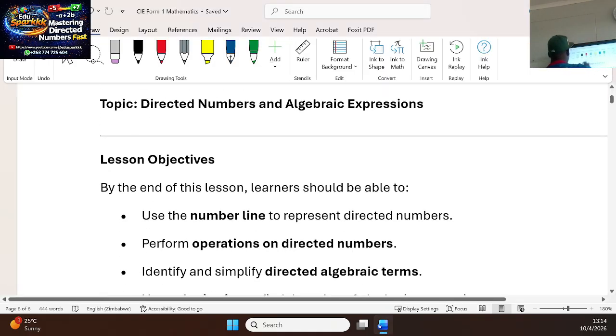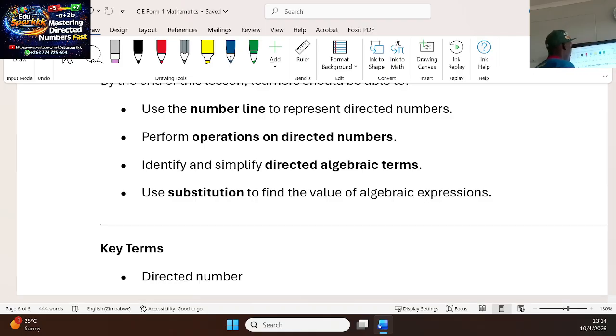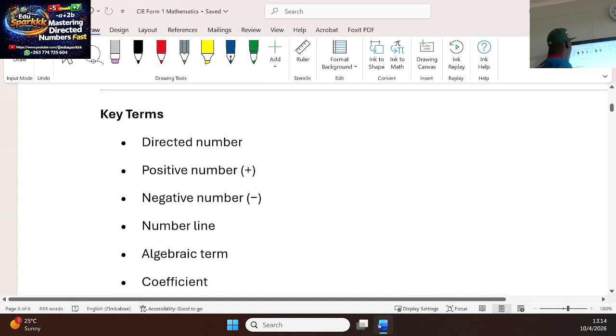Let's have a look at what we have there. We want to understand the use of a number line to represent directed numbers, and perform operations on directed numbers. When we say operations, this is addition, subtraction, multiplication, division, you name it. We also want to identify and simplify directed algebraic terms and also use substitution to find the value of algebraic expressions.